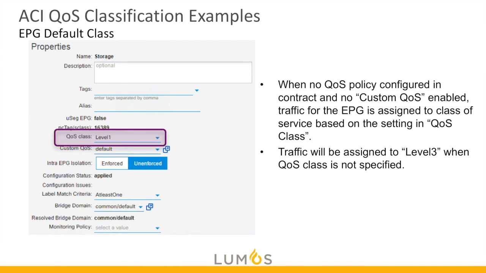No custom QoS is enabled. Traffic for the EPG is assigned to the class of service based on QoS class. In this case, we're setting it to class 1. If you don't set anything, it will be assigned to level 3.